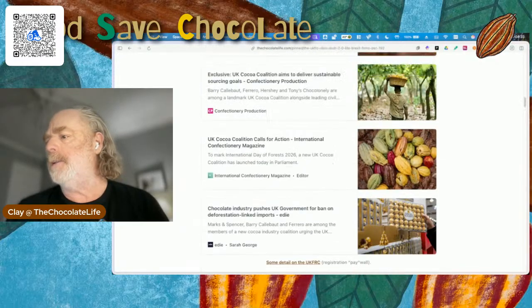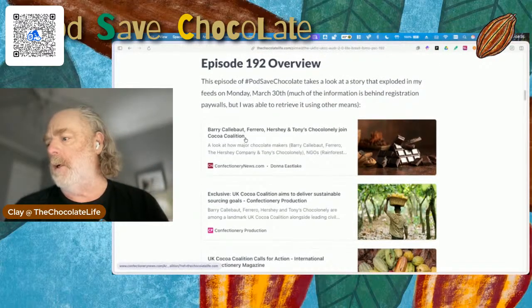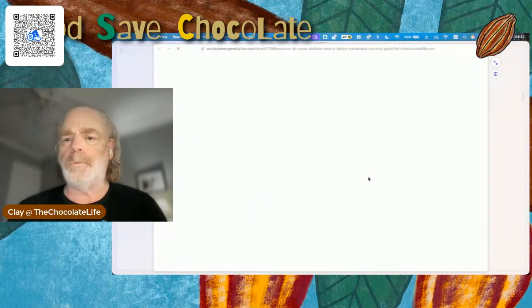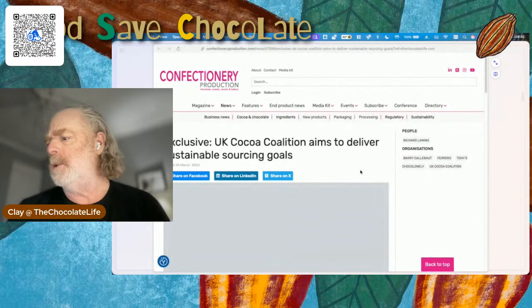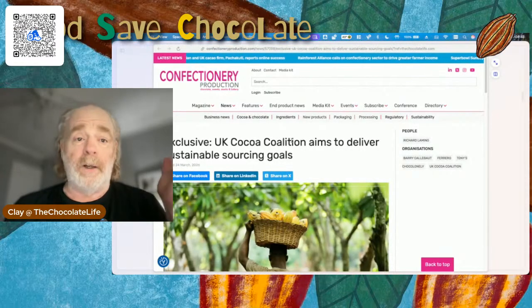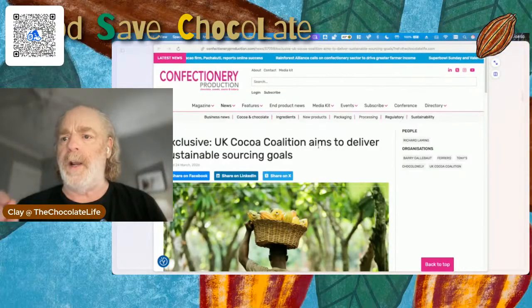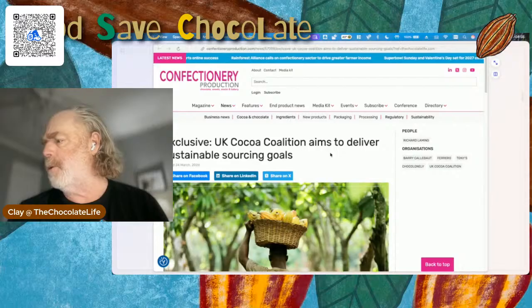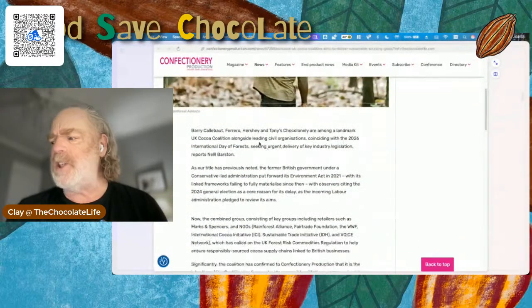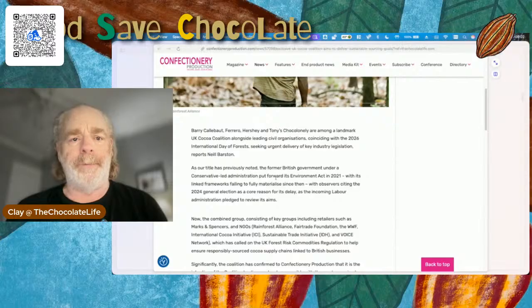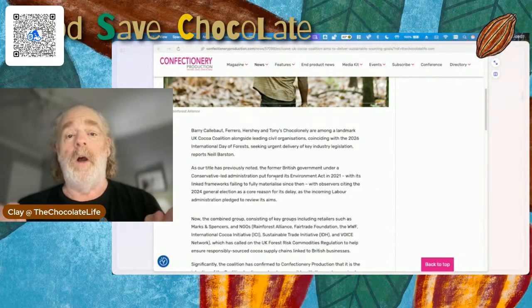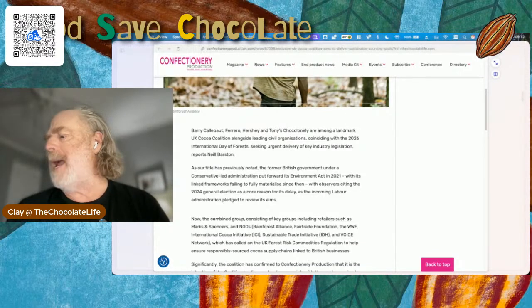And if we take a look at, for example, this article from Confectionery Production, I know it'll take a couple of seconds to load. Hardly an exclusive in terms of reporting, although there is some specific analysis by Neil Barston, who is the editor of Confectionery Production. There is some independent output. But basically they're straight reporting what the UK Cocoa Coalition is all about, or what they claim to want to do. Let's go back and take a look at that.